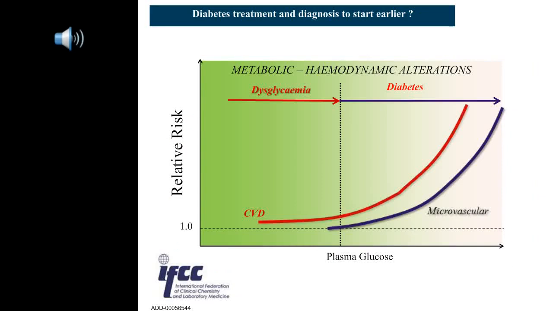So diagnosing type 2 diabetes, the move to type 2 diabetes is not an instantaneous event. It is a continuum ranging from normal glycemia to dysglycemia into diabetes. And currently where we diagnose diabetes is where we have an increase in the frequency of microvascular complications. So we are diagnosing diabetes at this point here. To improve the outcome, we try and move that diagnostic criteria down the line so we can diagnose these people earlier. By diagnosing these people earlier, we will limit the development of micro and macrovascular complications.